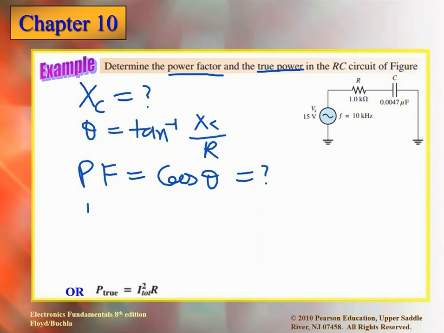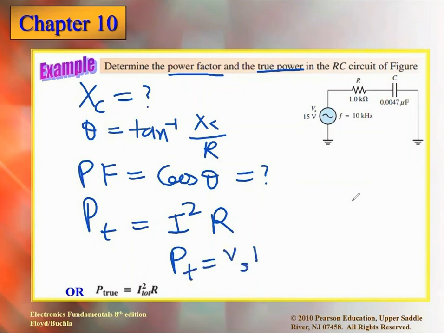True power, that is PT. And what is true power? I square into R. We can calculate this way. Is there any other way to calculate the true power? Yes. We can find Z. Do you remember this formula? P true is equal to VI cosine theta. Yeah, this one. So what theta value is coming? But again, we need to know I total, and we don't have I total, correct? So we can calculate I total by calculating Z, as you just mentioned.